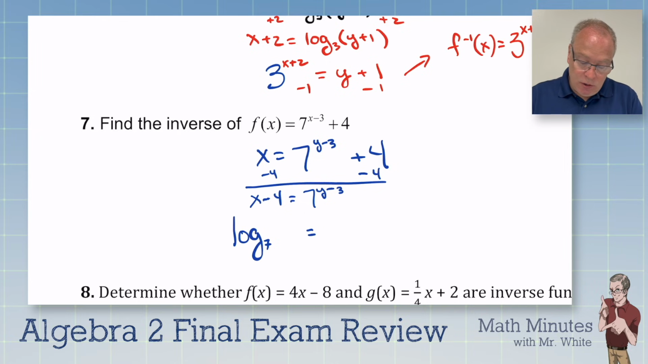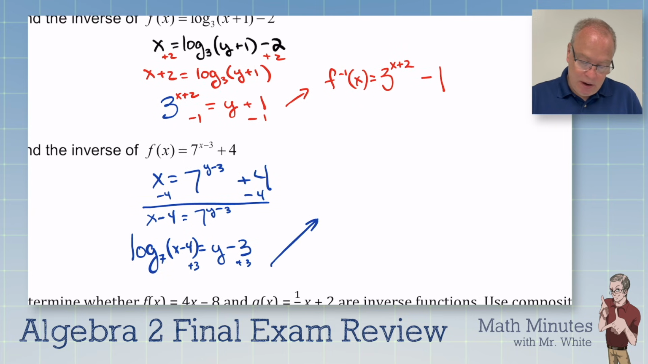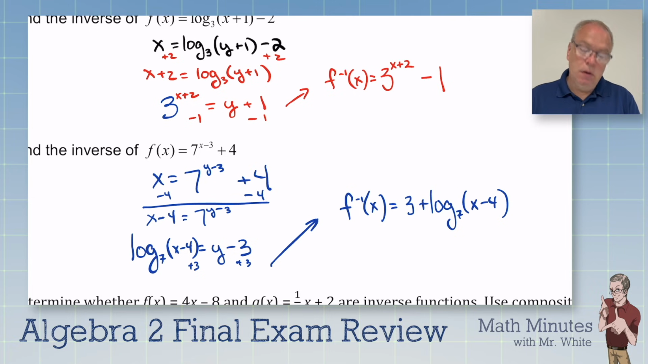And then answers to logs are exponents. See, now that y is no longer in an exponent, it's nice and big, and we're going to be able to add 3 on that next step. And then inside the logarithm is x minus 4. We then add 3 on both sides, and we get our answer. I'll write it up here. So the inverse of f is 3 plus log base 7 of x minus 4. There you go.